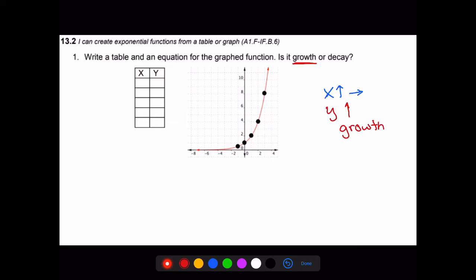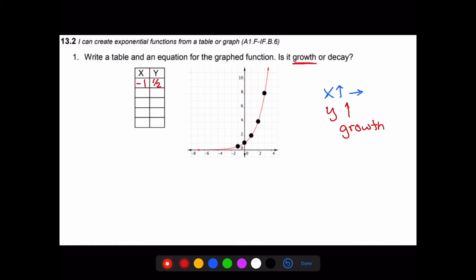Now from here, we have to fill in our table. If we don't fill in our table and write an equation, we won't get the full points. So looking at this with our table, my smallest X value as a point is at -1. The Y value for that would be 1/2. And we'll be able to check this as we go because, again, this is exponential. We already know that to be true, so it should consist of exponential growth in the table as well.